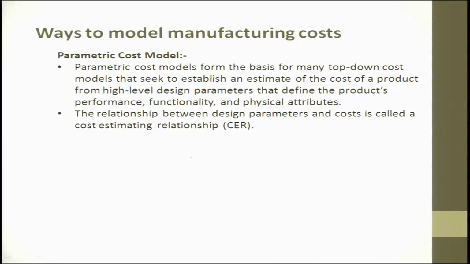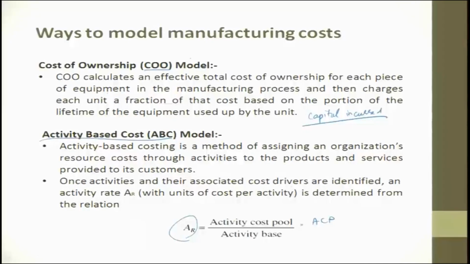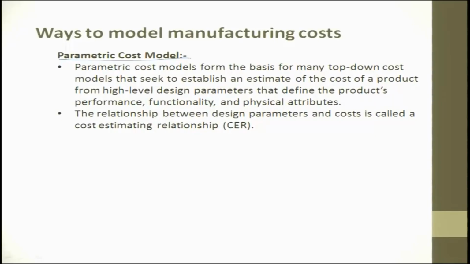The last one is called the parametric cost modeling. So we have seen 2 models, the cost of ownership model and the activity based cost model, and then we have the parametric cost model. The parametric cost model forms the basis of many top down cost models that seek to establish an estimate of the cost of a product from higher level design parameters that define the product's performance, functionality and physical attributes. So this is called the parametric cost model.